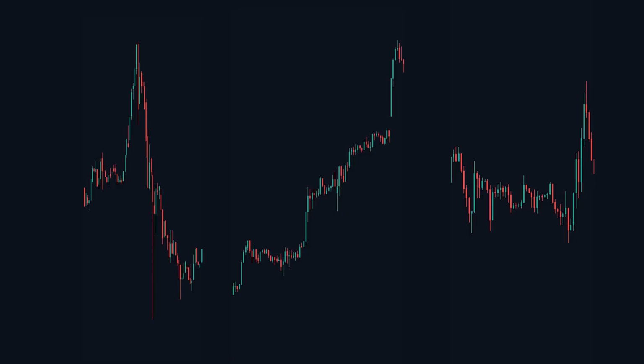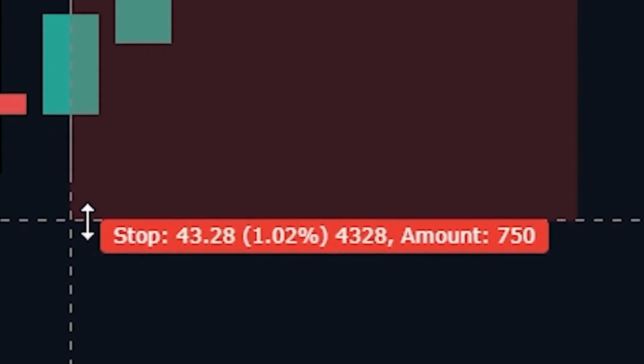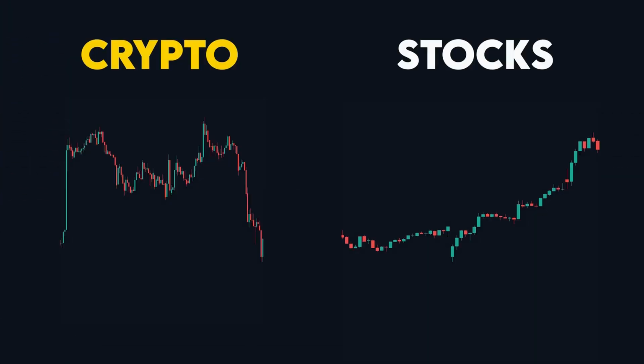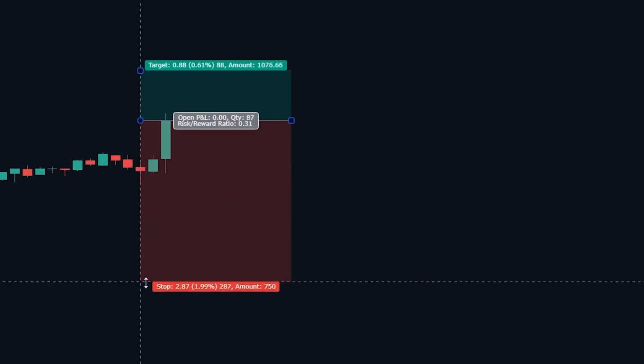Every crypto, every stock, every currency is going to have different amounts of volatility. So Bitcoin is going to move up and down a lot more than a blue chip stock like Apple. You don't want to be moving your stop loss down the same amount for crypto as you would a blue chip stock, considering they are two completely different markets and have way different price movements. Depending on what you're trading, your stop loss might have to be larger or smaller.